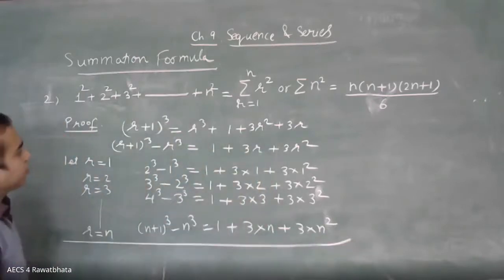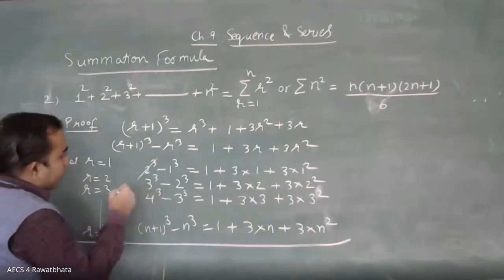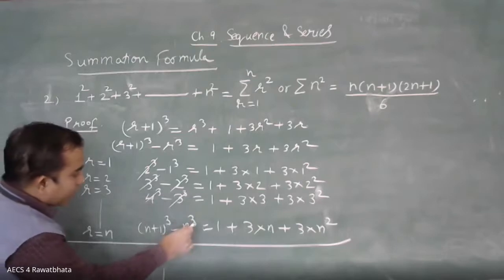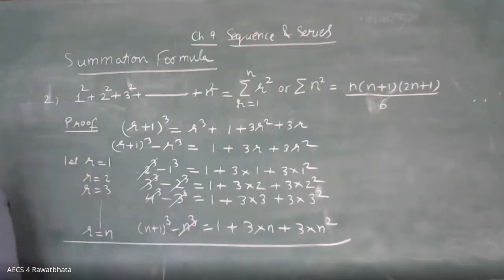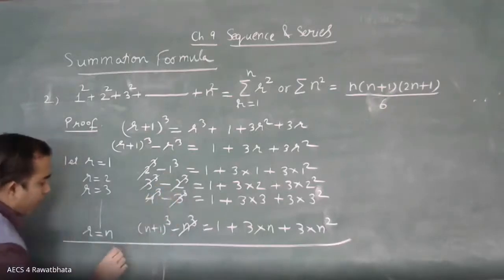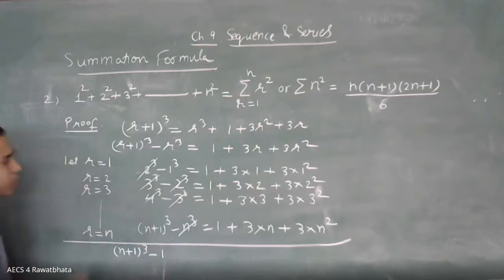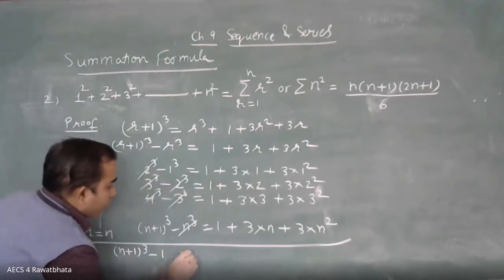Add them, everything. So if you add, what will you get? This 2 cube will get cancelled with this minus 2 cube, 3 cube with minus 3 cube, 4 cube with the next term, and minus n cube with the previous term. So what will remain on the left hand side, students? n plus 1 whole cube minus 1, and that equals the total of n terms.